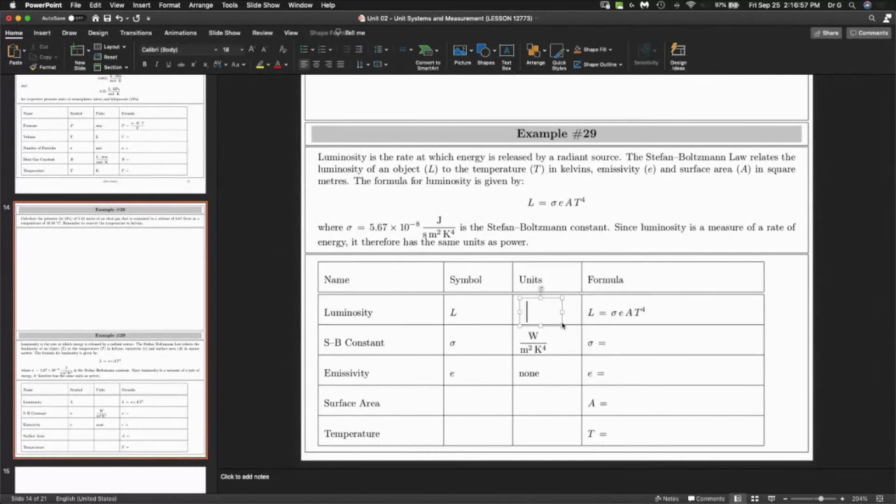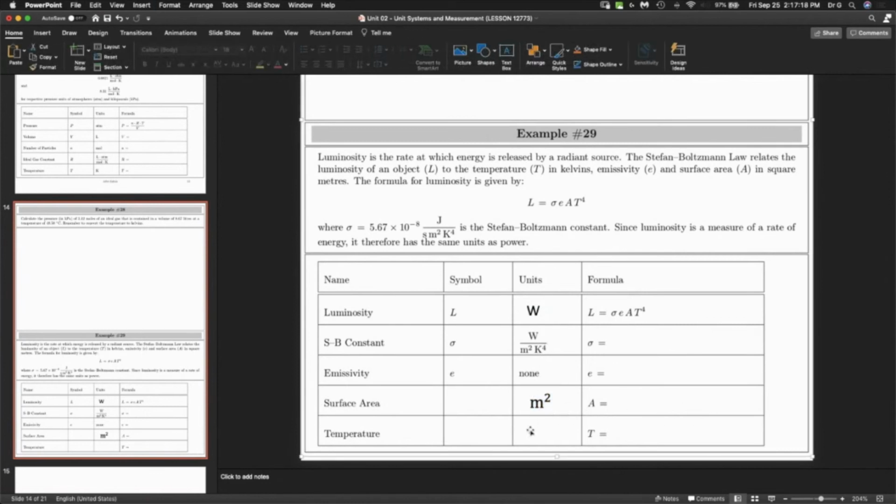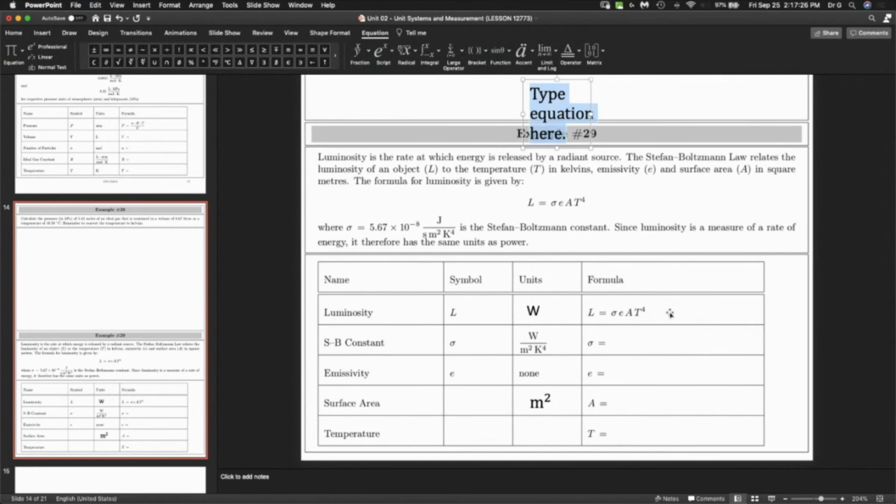So we know that power is watts. And if you didn't know power was watts, it's okay. It's just a very conventional unit for power. Surface area, you should know the units for surface area. In the metric system, it would be in square meters. And temperature is going to be in kelvins. So in this case here, it matters that the temperature is in kelvins, because the question explicitly states that it has to be in kelvins.